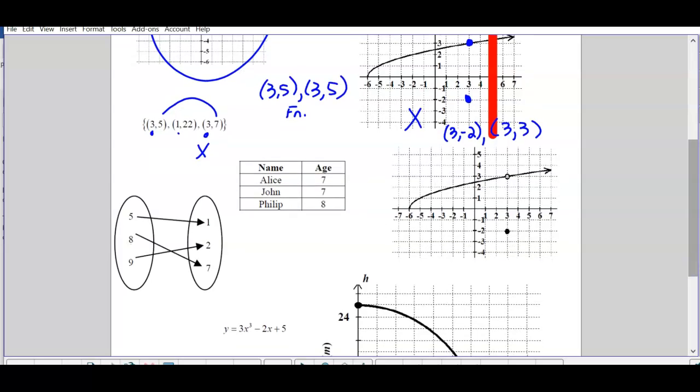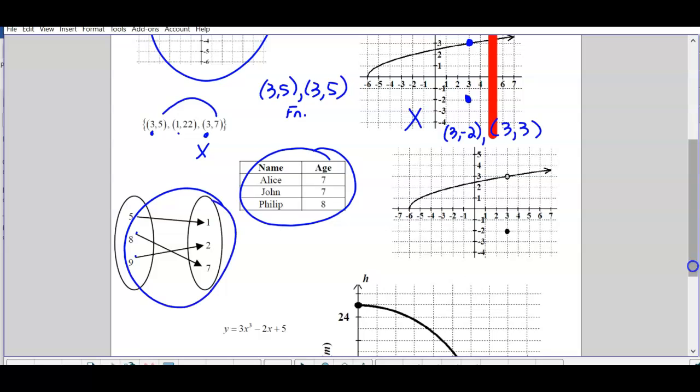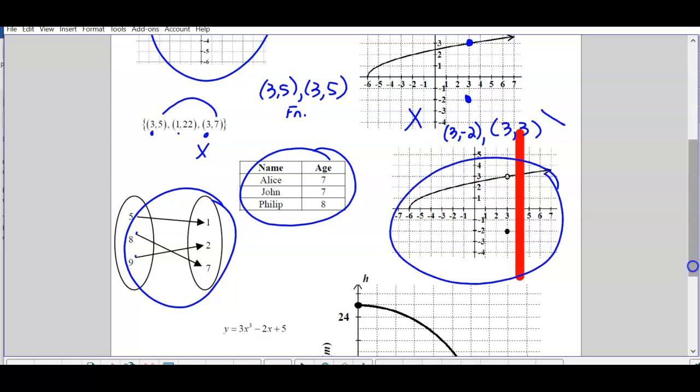This table of values, Alice, John, Philip, so they're all different, so that's a function. Here, this arrow diagram, they all start one arrow from each of the numbers, so that's a function. Over on the graph here, take a look, it's very similar to the last one. 1 point, 1 point, 1 point, all the way to here. But that's an open circle. So an open circle means it doesn't include 3 there. So this point, when x is 3, y is negative 2, and is the only point when x is 3. So that is a function. So these are different, right?